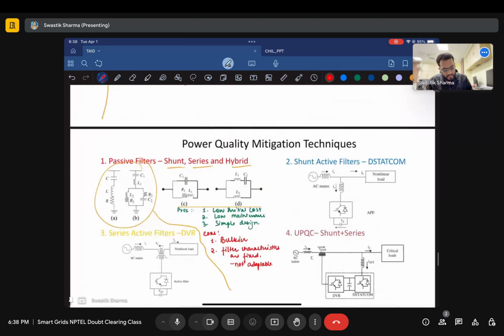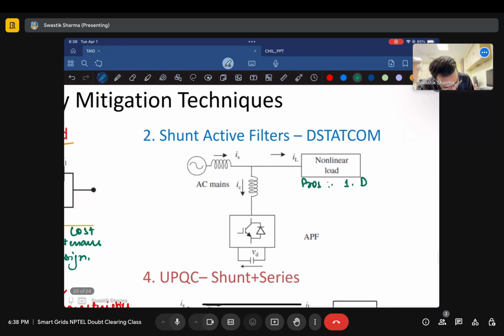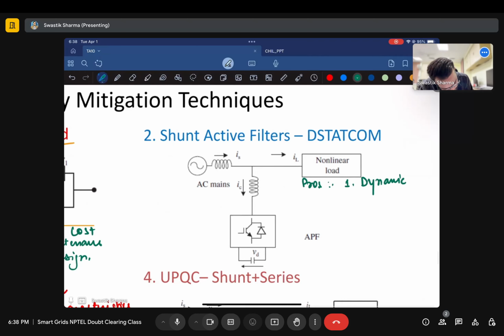Very good. Then you have active filters. As I told you, passive filters are not dynamic in nature, right? So you use active filters. An active power filter uses PE devices again. So you are using PE devices to provide control over your power quality as well, right? This is what they do, and they have pros. One major pro, as I've already told you, is that they have dynamic characteristics. So these are dynamic.